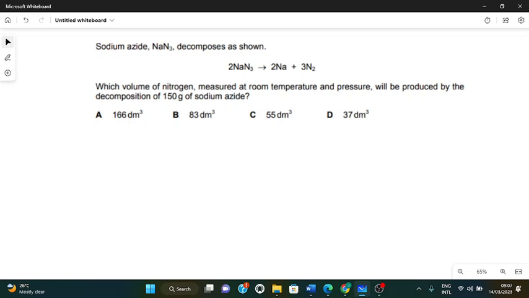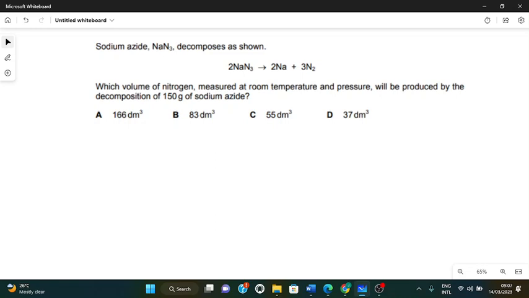So we'll be solving the question before us. Sodium azide decomposes as shown: 2 moles of sodium azide decompose to give 2 moles of sodium and 3 moles of nitrogen. You are asked which volume of nitrogen, measured at room temperature and pressure, that's RTP, will be produced by the decomposition of 150 grams of sodium azide.